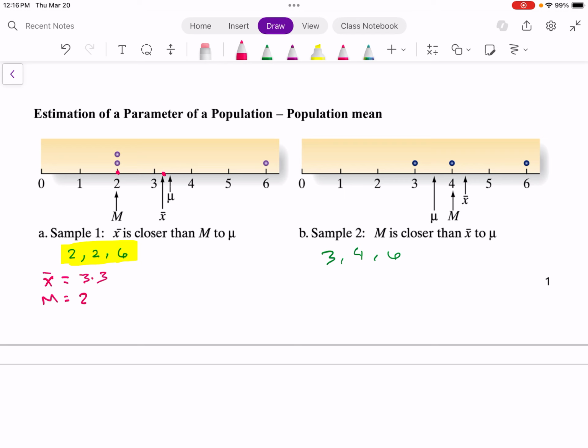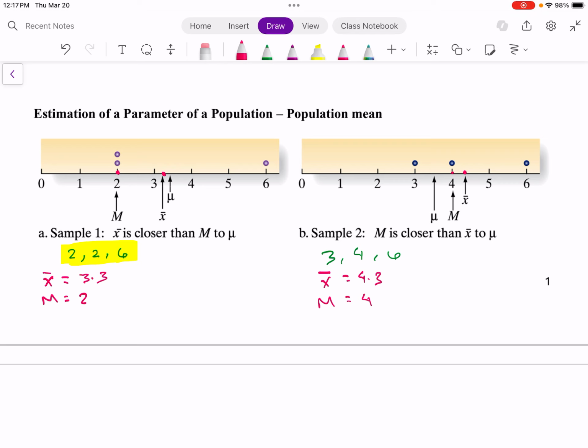Now for the second sample, let's find the mean. So x bar is 3 plus 4 is 7, plus 6, that's 13, divided by 3. Is that 4.3? So our mean is here. Let's find the median for this sample, and the median is 4. So our median is here.